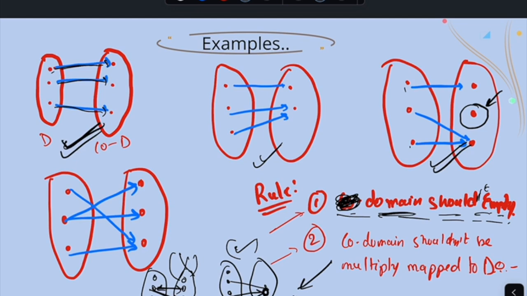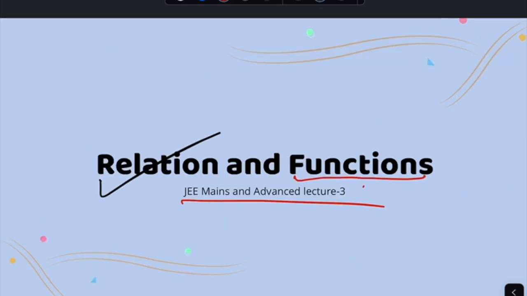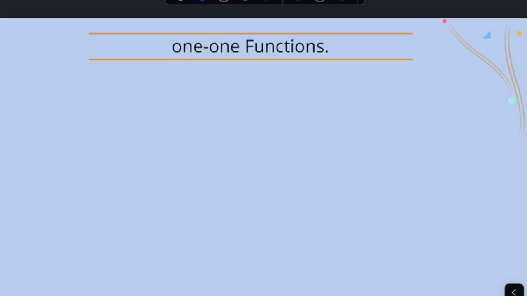Now what about this one? Is it fine? No, this is absolutely wrong, because you can see that a domain element is multiply mapped with codomain elements. See again: this thing is allowed, but this thing is not allowed. So this is not a function. Now let's get started with our types of functions.